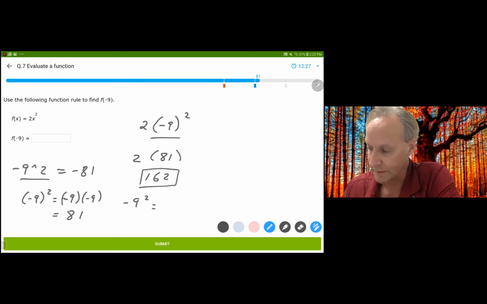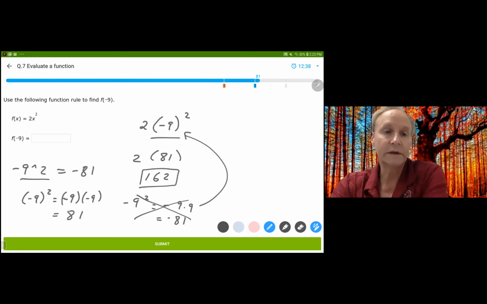This says negative 9 times 9, which is negative 81. This is not the same as that. It's a real easy mistake to make. A lot of people get really upset and don't know what happened.